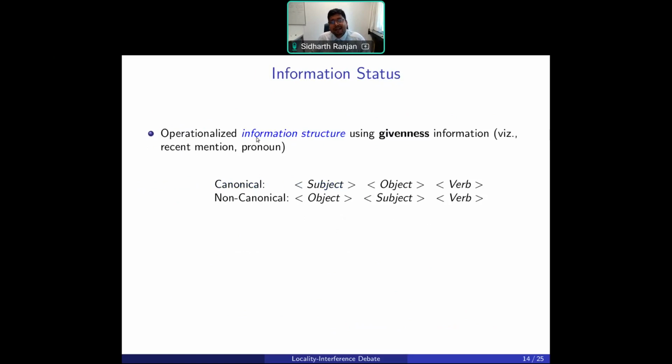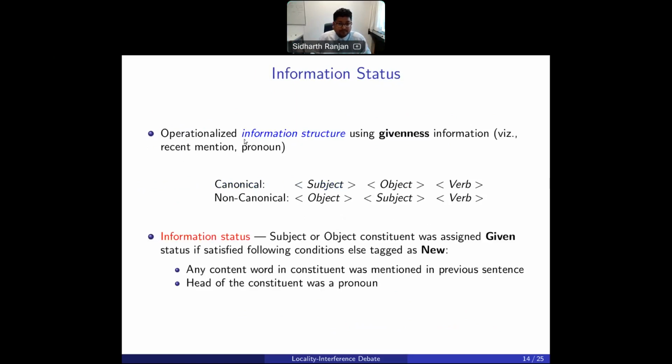And finally, we operationalized information structure using givenness information, which can be modulated either by recent mention or a pronoun. We annotate each sentence in the corpus with givenness information. A subject or object constituent was assigned given information if any content word in the constituent was mentioned in the preceding sentence in the discourse, or if the head of the constituent was a pronoun.